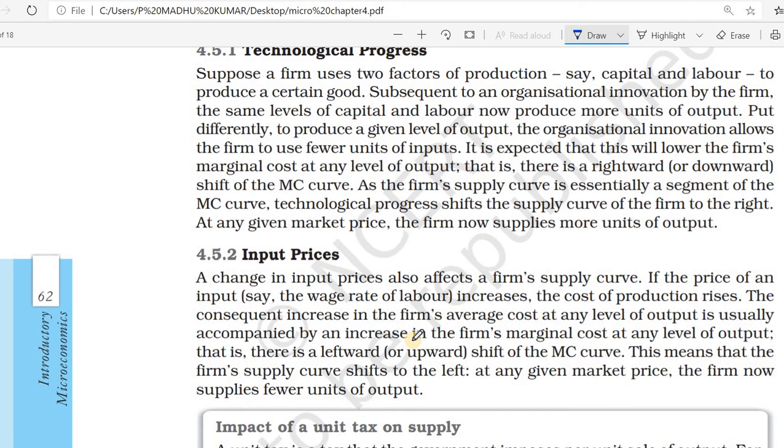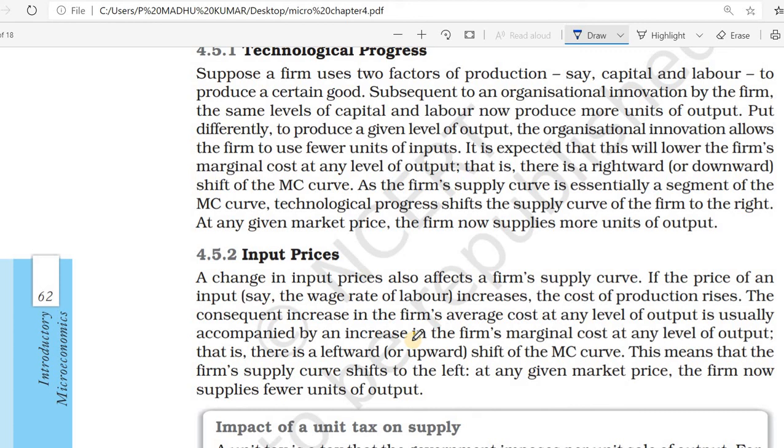Another thing, technological progress also affects the supply curve of the firm. When technological progress happens, production will increase, supply will also increase, and the marginal cost will shift rightwards. That is one condition for the shifting of the supply curve.